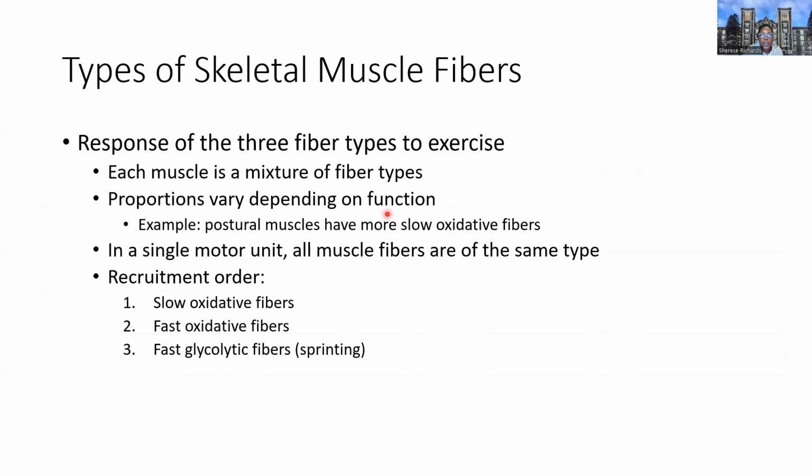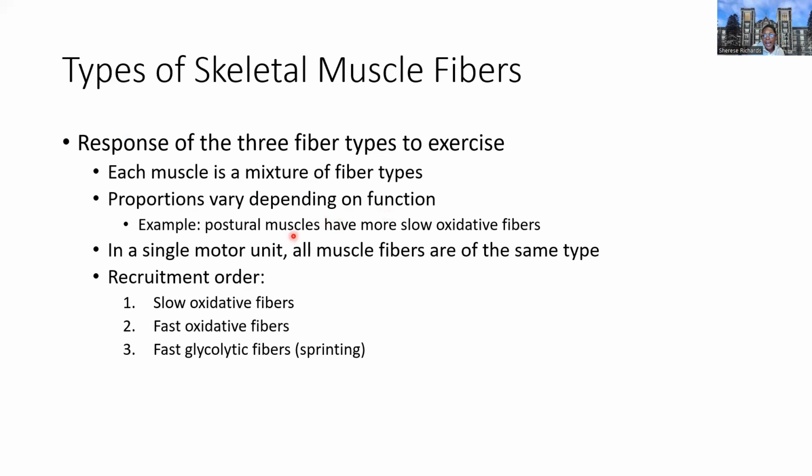Now let's talk about the different fiber types and how they are collectively used in different types of exercises. So each muscle is typically a mixture of fiber types, right? If you look at the biceps, for example, it's not going to have all fast glycolytic or all slow oxidative. It's going to be a blend of different fiber types, but it's going to have a predominance of one or the other, depending on how you're conditioned, the types of activities that you typically do, as well as the location of that specific muscle.